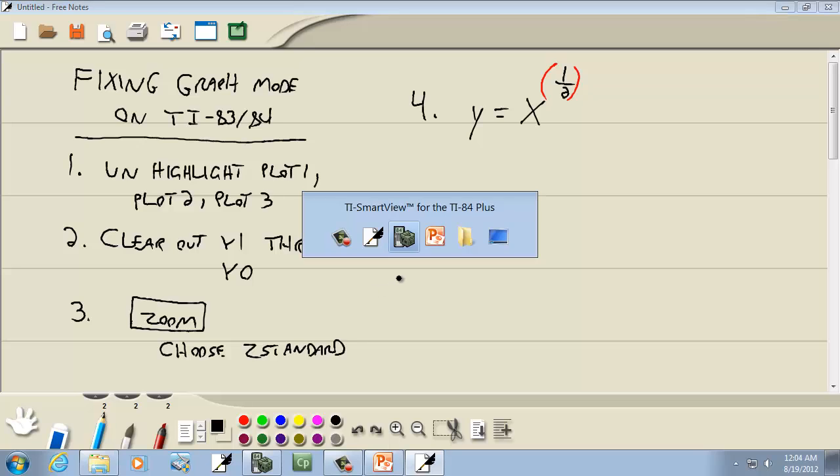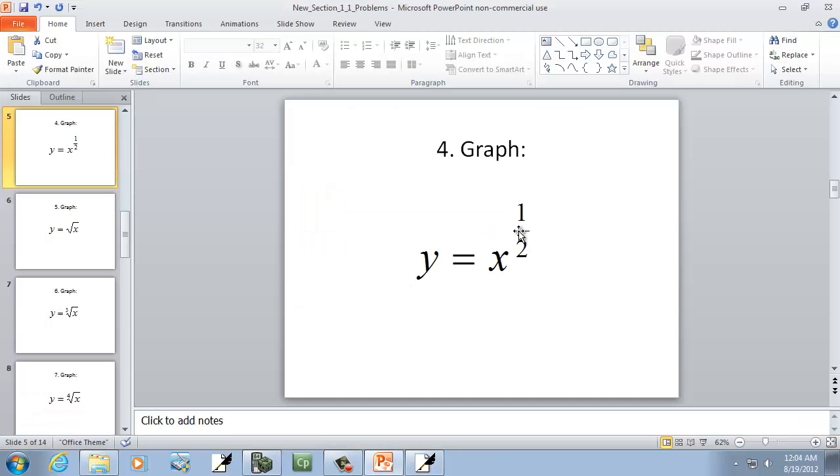And again, I'm not demonstrating how to do y is equal to x to the 1/2, but how to do any fraction. Let's take a look at the square root of x.